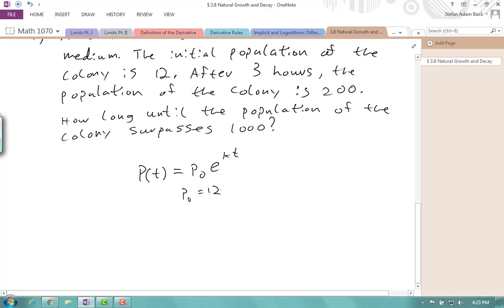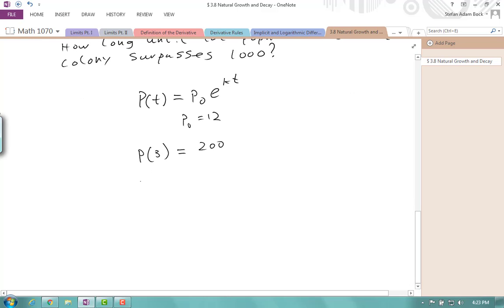But I need my k in order to do anything with my function. So I know that after 3 hours the population has risen to 200, which means P of 3 is equal to 200. But also, P of 3 is equal to 12 times e to the k times 3. Which means these two numbers have to be equal to each other.